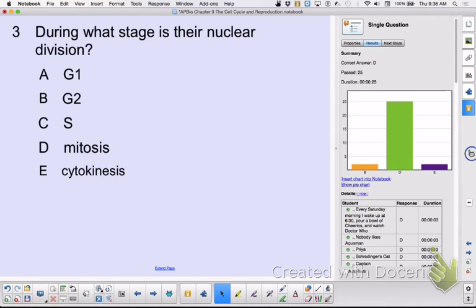During what stage is there nuclear division? That would be what? Mitosis. Show your clicker to your bio buddy right now, chastisement or praisement.